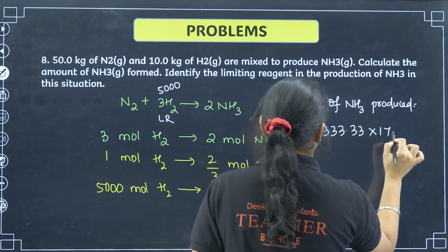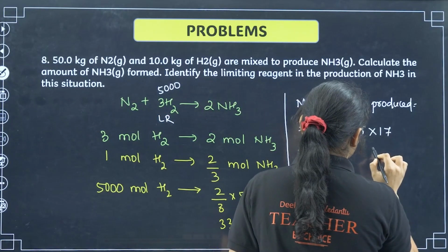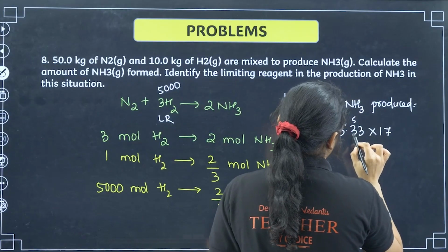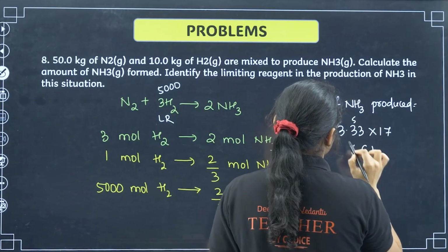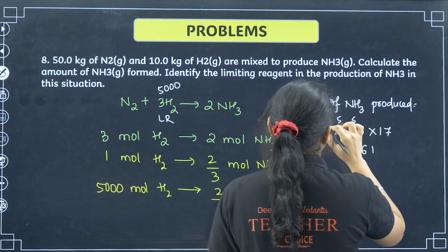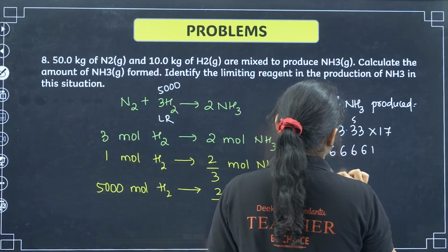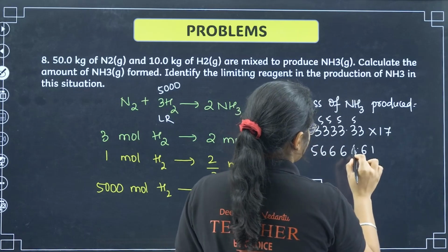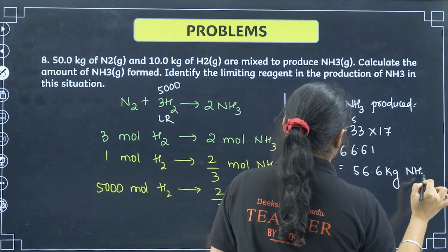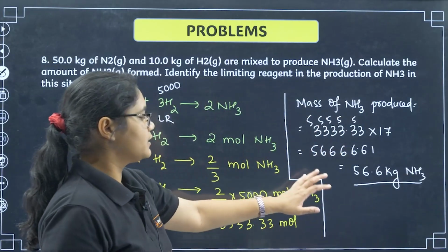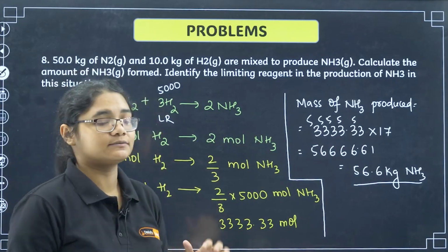3333.33 into 17. Okay, so we know 17 3s is 51, if I am not wrong. Yes, so 17 3s are 51, 5 17s are 85, plus 5 is 56, again 56, and finally I have 56 and 2 decimal places. Okay, so I'll get 56.6 kg of ammonia formed here, right? So the total amount of ammonia formed is 56.6 kg, and which is the limiting reagent? H2 is my limiting reagent.